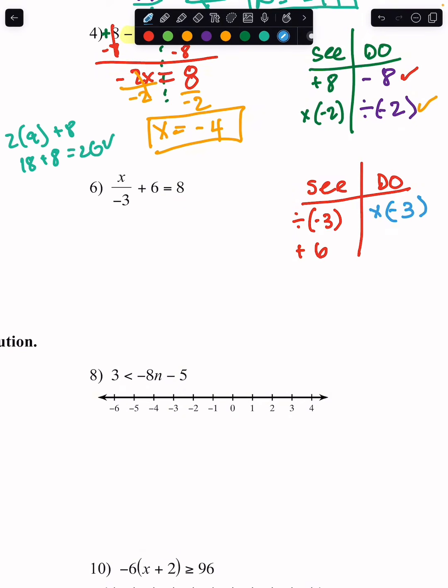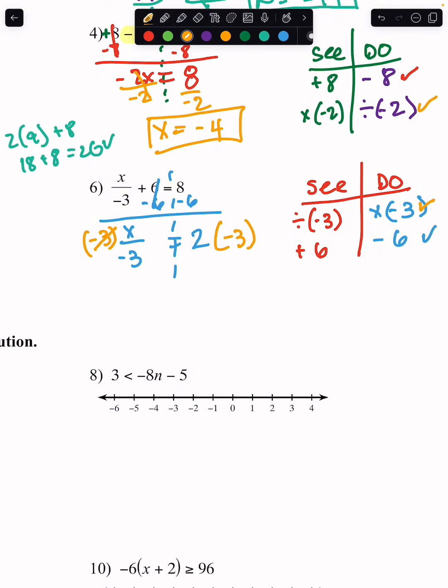All right, so first things first. Now I go back to regular order of operations backwards, -6 from both sides. So x divided by -3, 8 minus 6 is 2. And then I'm going to multiply both sides by -3, which is this part. I'm going to get x equals -6.